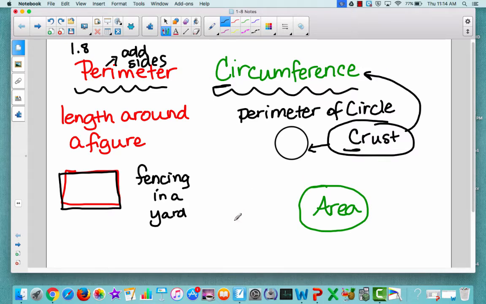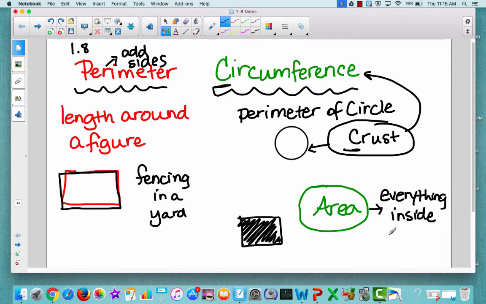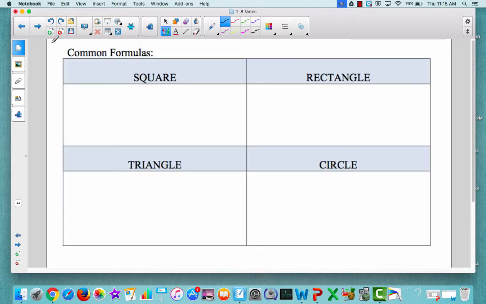All right, so the area of a figure. The area of a figure is everything inside the figure. Think of carpeting your floor, everything on the floor. Or if I want to paint the wall, that would be area. So that's everything inside the figure. And the big thing to think about is that all of these area and perimeter ideas are about 2D figures, not three-dimensional, because that takes us to a totally different place, okay? Not that we won't go there. So let's review our common formulas.